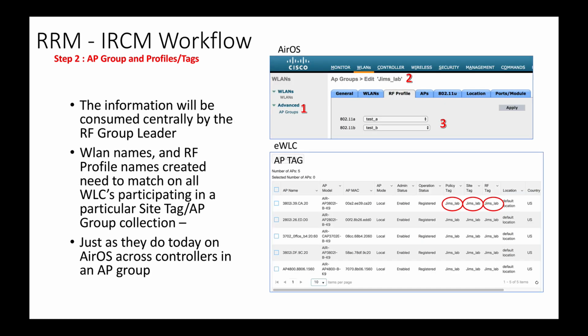As an example, the AP group GIMS Lab exists in AirOS. In order to make this compatible with EWLC, my policy tag, my site tag, and my RF tag, which contain my RF profiles, must all share the name GIMS Lab. If this is done and the EWLC is the leader in the RF group, everything works just fine as long as it's the leader in both bands.